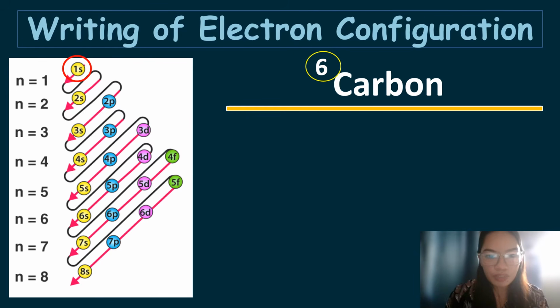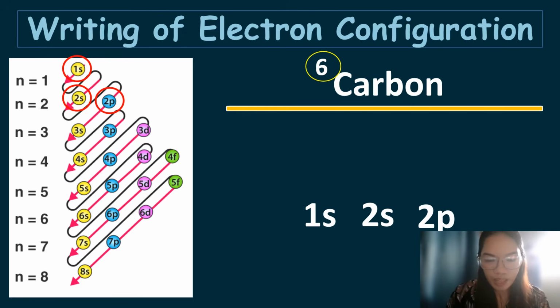How do we write it? All you have to do is follow the mnemonic on the left side. The first sub-level that we have is 1s, so we write 1s here. Next, follow the arrow. What would be the next sub-level? That is 2s, so we write 2s. Next, follow the arrow again. What would be the first sub-level that you will pass through? That is 2p, so you write 2p.